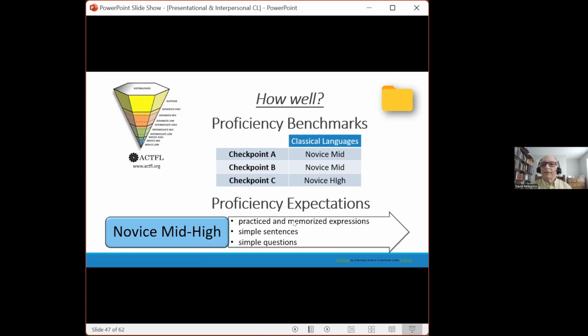Students at novice mid use practiced and memorized expressions, words and phrases. Students at novice high mix in more simple sentences and simple questions.